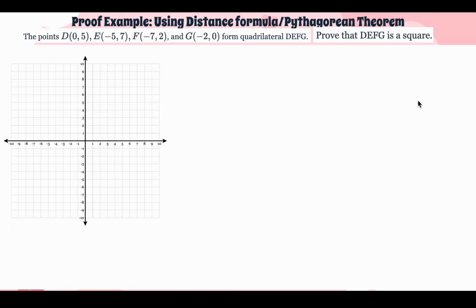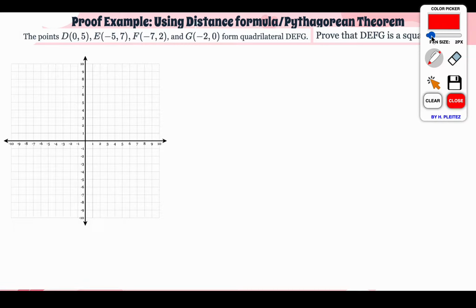So let's get right into it. The first thing we want to do is plot our points. We have D is (0, 5). We have E is (-5, 7). We have F is (-7, 2). And then we have G is (-2, 0).